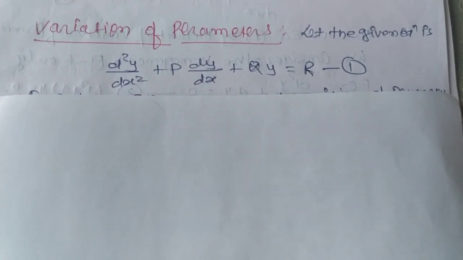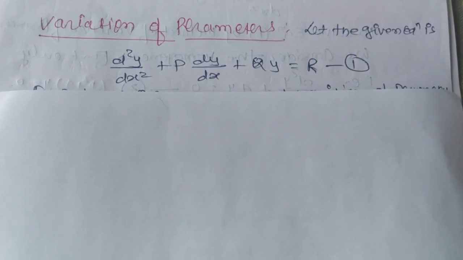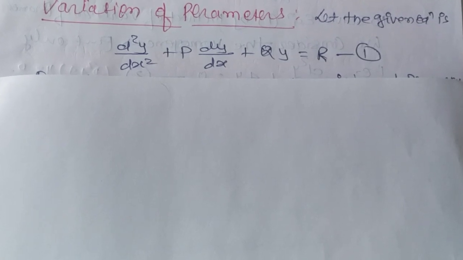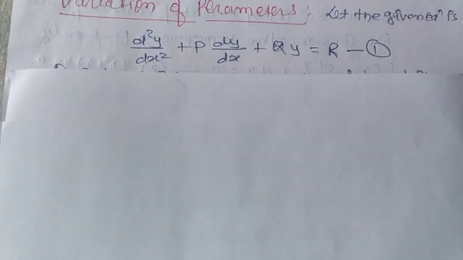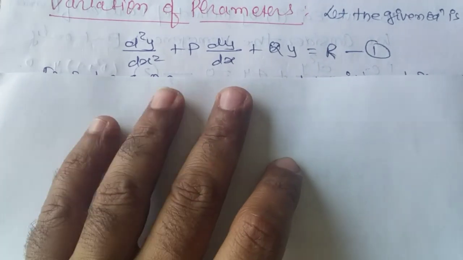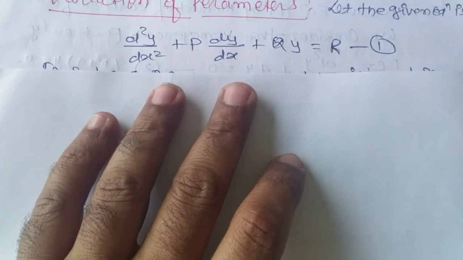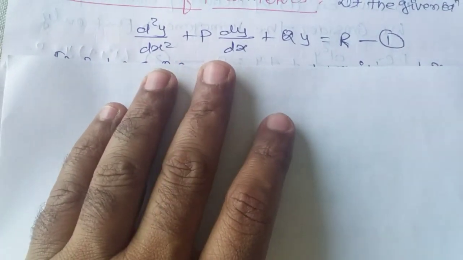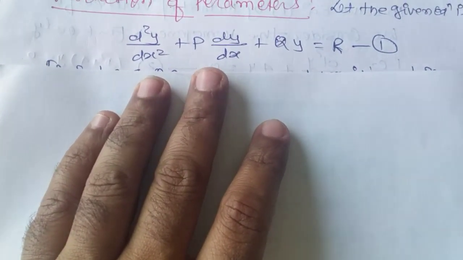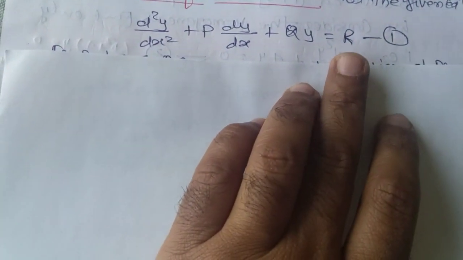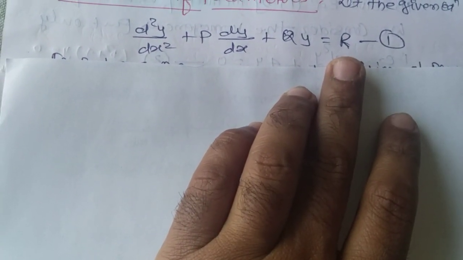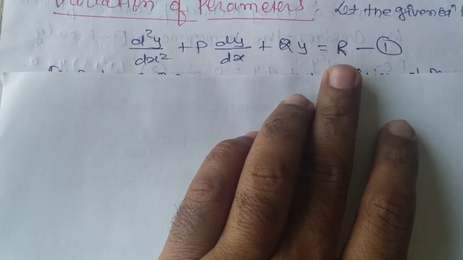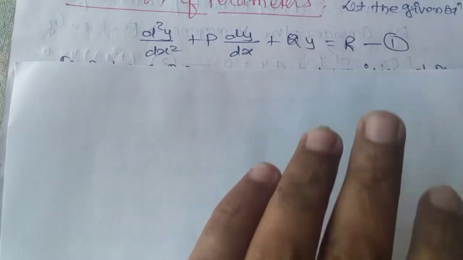Now in order to solve this equation by the method of variation of parameters, we consider the homogeneous part of this equation. See, in a differential equation, the part which consists of the dependent variable and its different derivatives is called the homogeneous part of the differential equation, and the other part which is a function of the independent variable x is known as the non-homogeneous part of the differential equation.